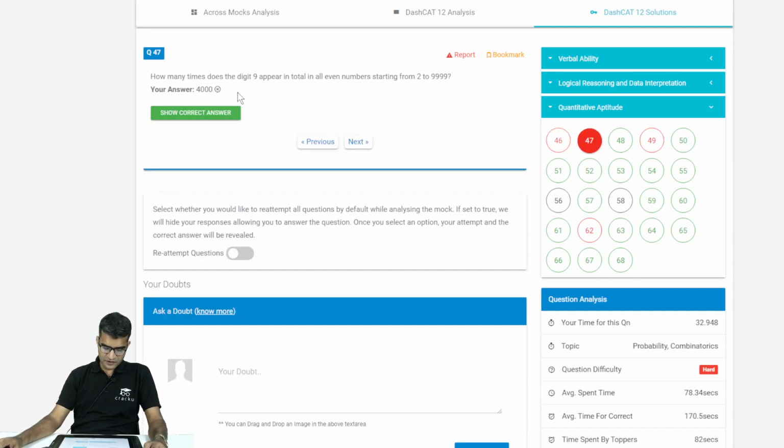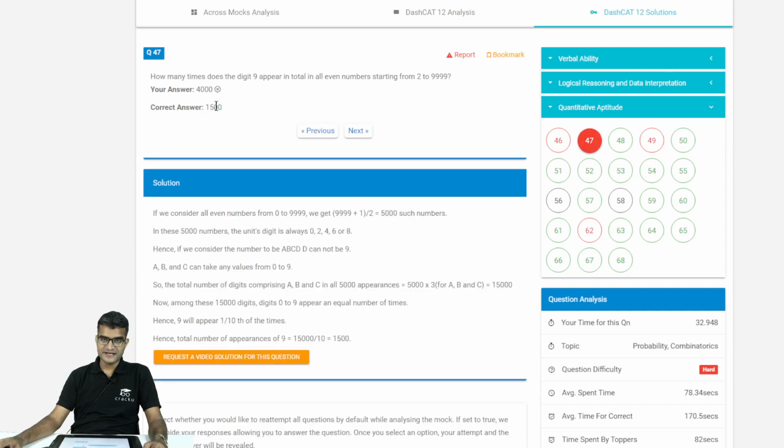The other question I got wrong was a theta question. This I didn't attempt at all. I felt that from the start till 9,999, 9 can appear in the units place, tens place, hundreds place, and thousands place. Without calculating, because I didn't have time, I assumed that it will be 1,000 in the units place, 1,000 in the tens place, 1,000 in the hundreds and thousands place.